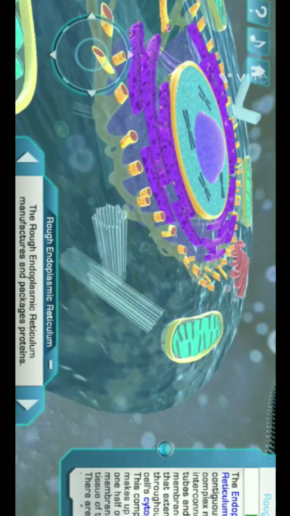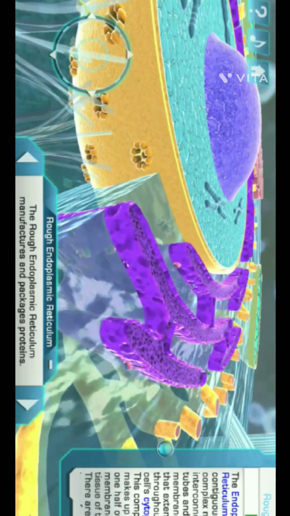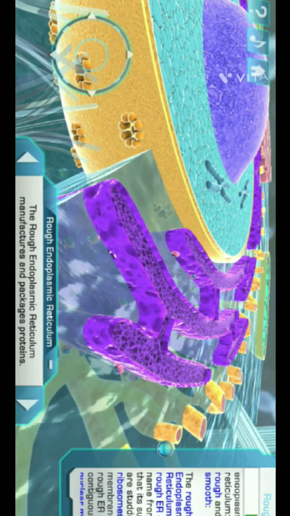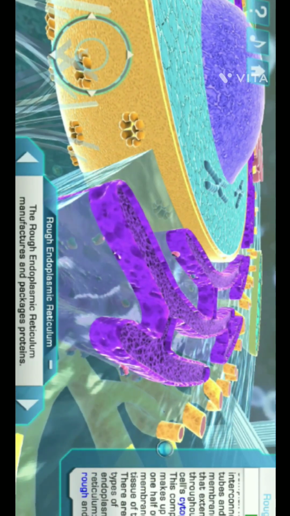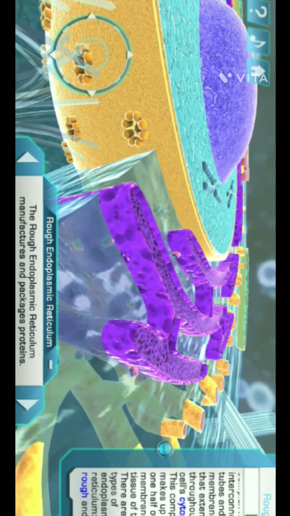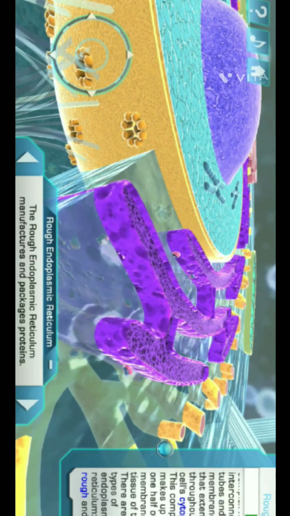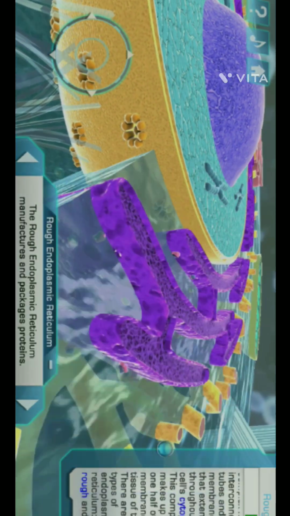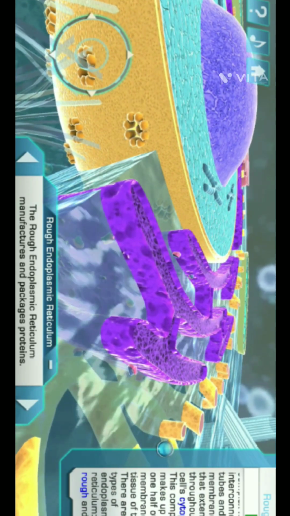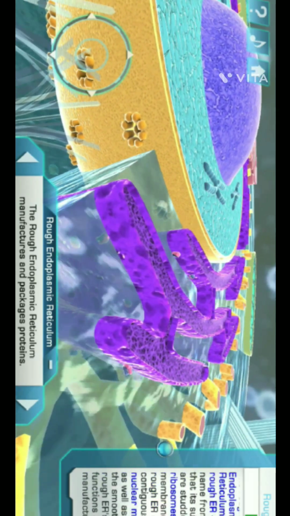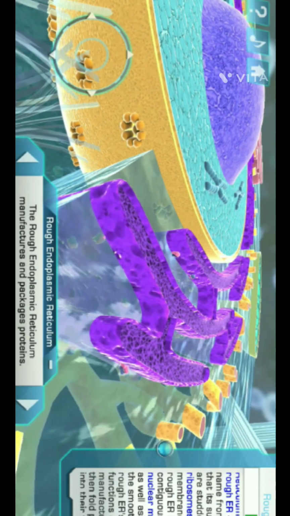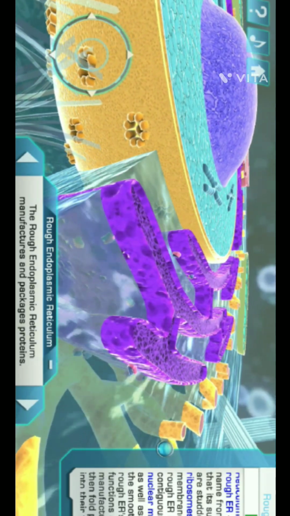The endoplasmic reticulum is a contiguous complex network of interconnected tubes and membrane sacs that extend through the cell's cytoplasm. This complex makes up roughly 1/2 of the membranous tissue of the cell. There are 2 types of endoplasmic reticulum, the rough and the smooth. The rough endoplasmic reticulum, or rough ER, gets its name from the fact that its surfaces are studded with ribosomes.